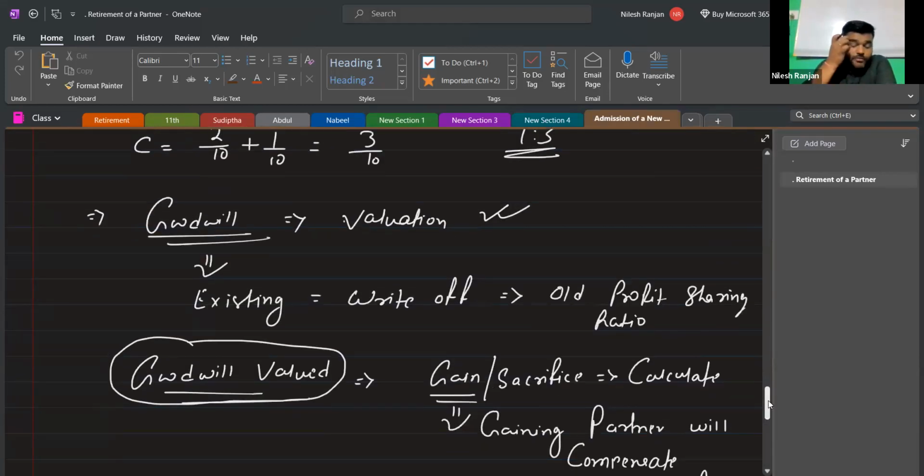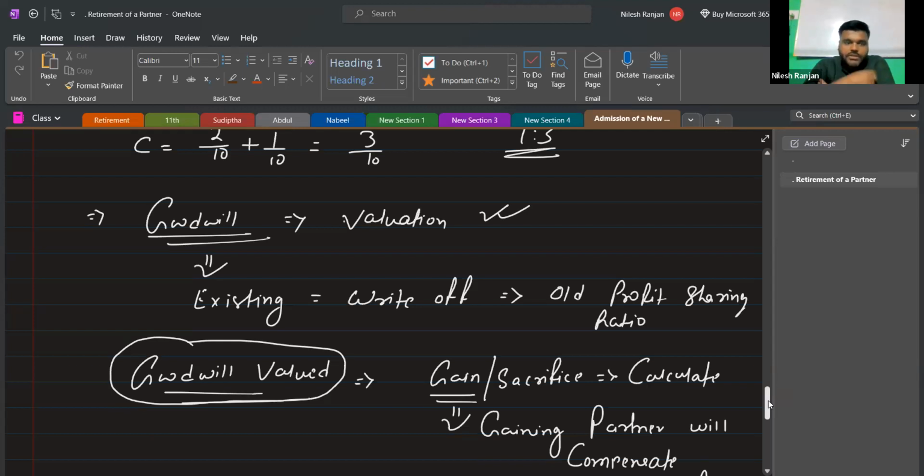The first concept of retirement, that is calculation of new profit sharing ratio, gaining or sacrificing ratio, we have already completed, and there was no problem in it. Do you have any doubt in the goodwill concept?